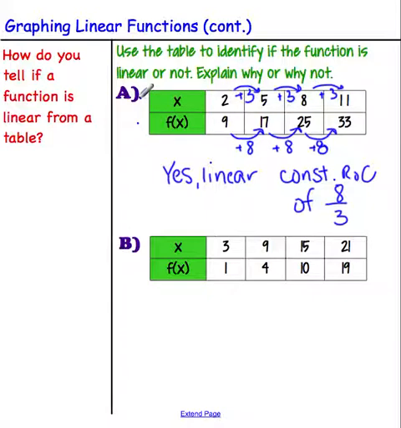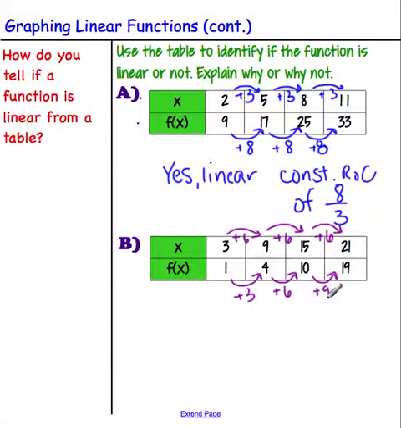Let's take a look at the next example. We have x values of 3, 9, 15, 21, and f of x values of 1, 4, 10, and 19. When I look at this one, I see from 3 to 9, that's up 6. 9 to 15 is also up 6. And 15 to 21 is also up 6. So that means the f of x values should increase by the same amount. From 1 to 4 is plus 3. From 4 to 10 is plus 6. And 10 to 19 is plus 9.